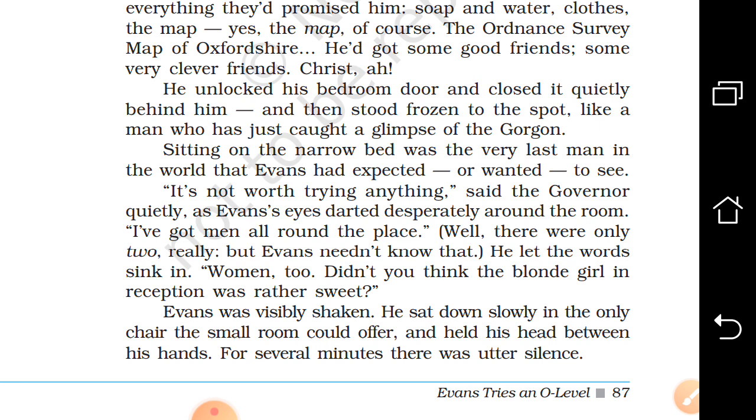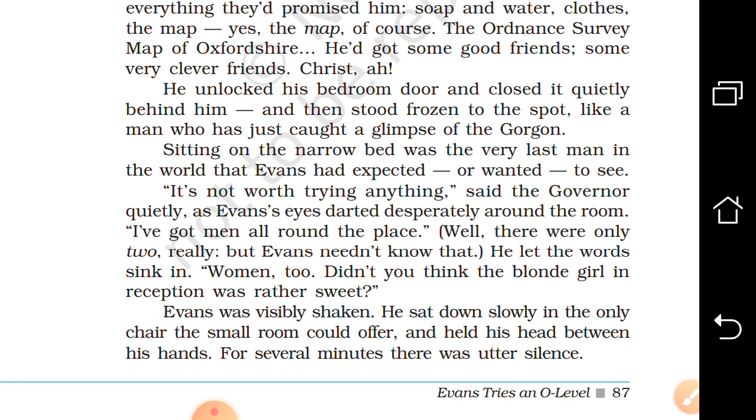Evans said quickly, as his eyes darted desperately around the room, "I have got men all around the place." Well, there were only two really, but Evans didn't know that. Actually, the governor said, I have people around this hotel, but only two are there. But he did not reveal that to Evans. He let the words sink in, means to understand.